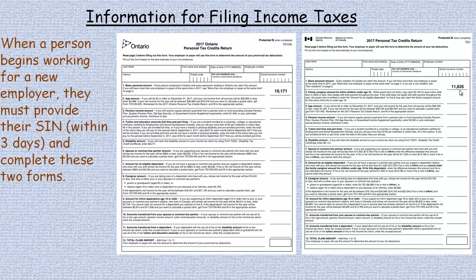And similar for the federal one, the basic personal amount is a little bit different. Not a lot, about $1,500 approximately. So you fill out the values that apply to you, and if some do, you add those up and put the total here. And if none do, then this $11,635 would come right down here.